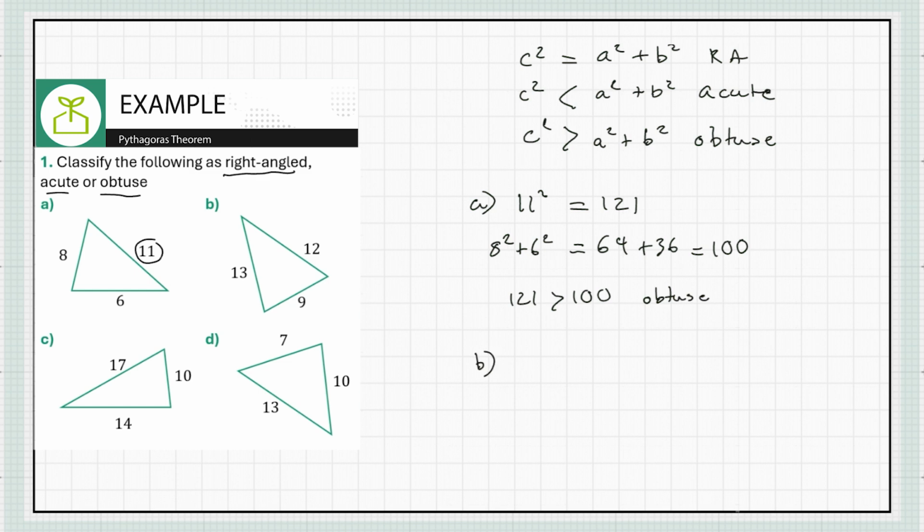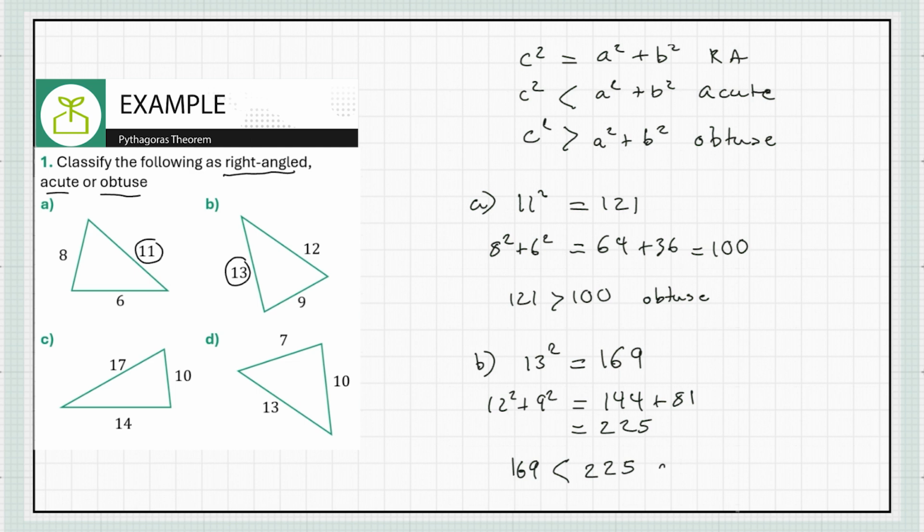Alright, now if we go to B, our longest side is going to be 13. So 13 squared is equal to 169. And then what we need to do is check our sum of 12 squared plus 9 squared. So it's 144 plus 81, and 144 plus 81 is going to be 225. In this particular case, 169 is less than 225, and with these arrows, just remember that the larger number is going to point towards the smaller number. Because 169 is less than 225, we have an acute angled triangle.